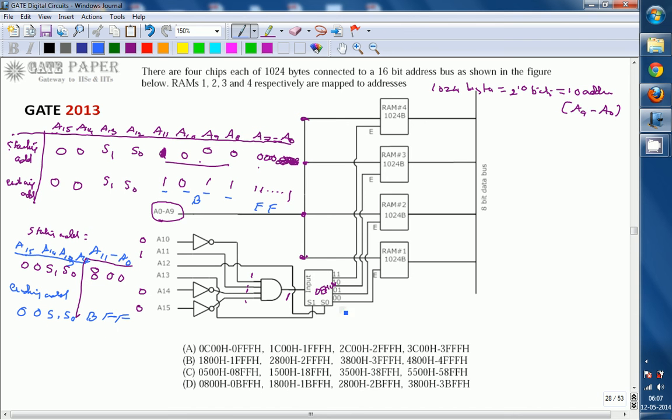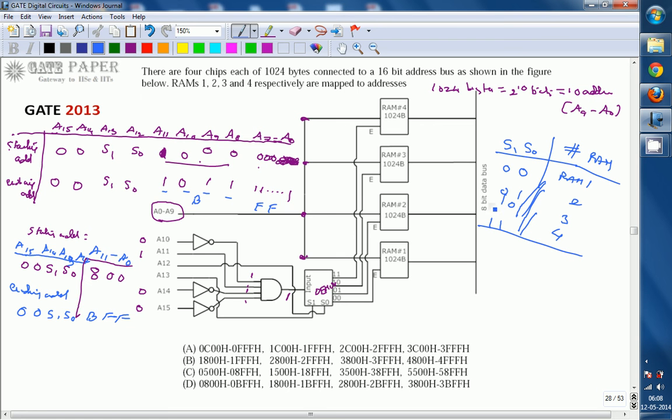So for RAM S1 S0, what will be the RAM selected? If you are going with S1 S0, by that time the selection is, if it is 00, RAM 1 is selected. If it is 01, RAM 2 is selected. If it is 10, RAM 3 is selected. If it is 11, RAM 4 is selected.